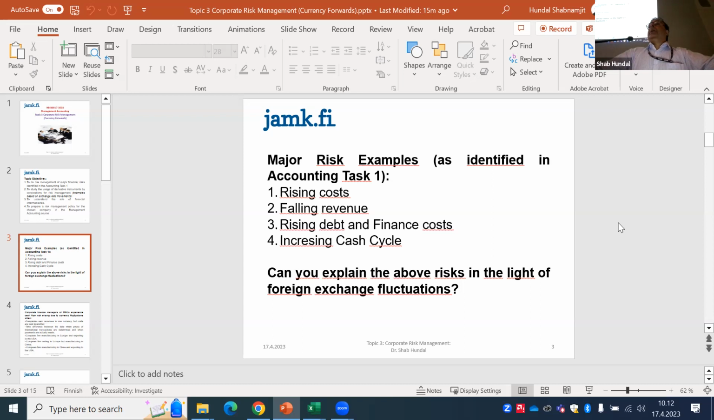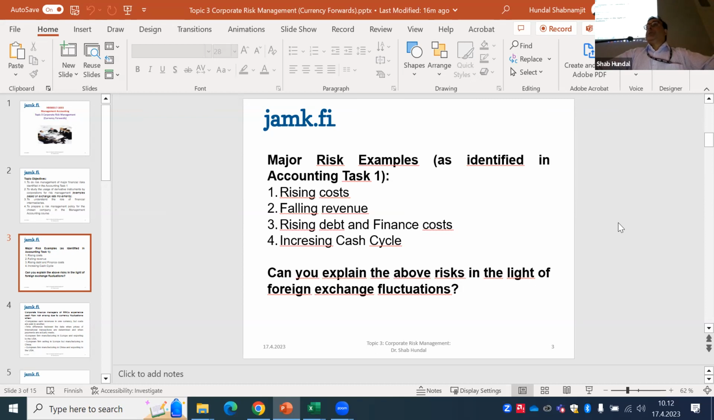Rising debt: you have borrowed a lot of money from Britain. You were thinking that the interest rate in Britain is lower. So you thought, okay, why borrow from a Finnish bank? Let's borrow from a British bank, Royal Bank of Scotland, for example, or Barclays, or whichever bank.